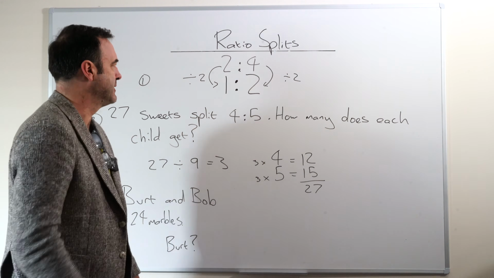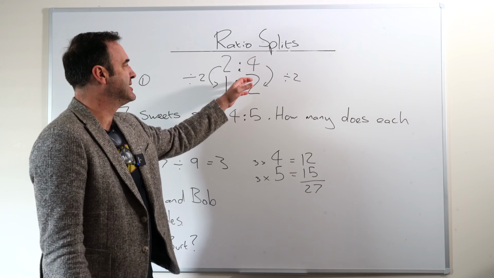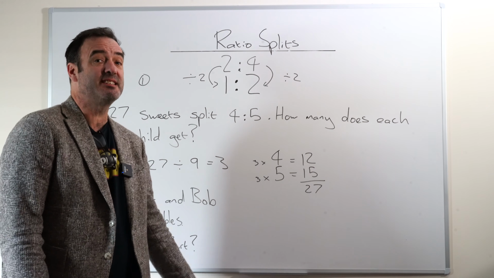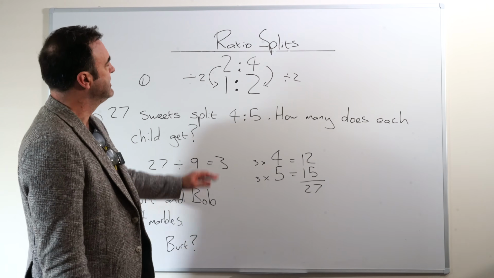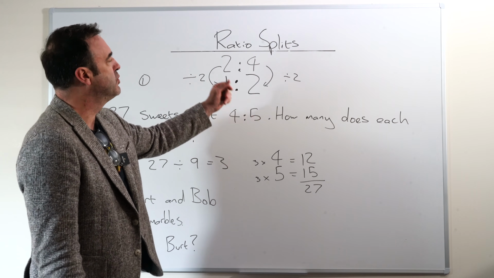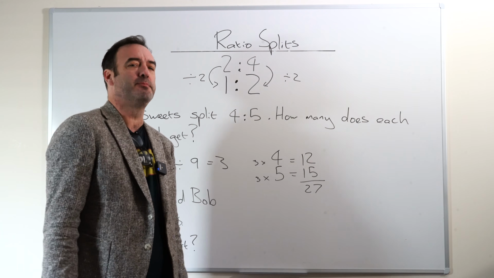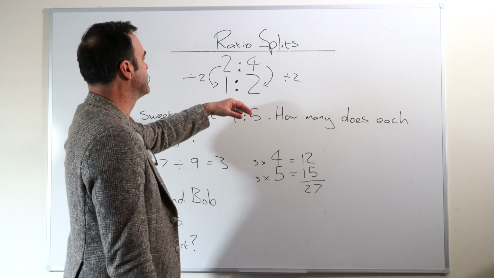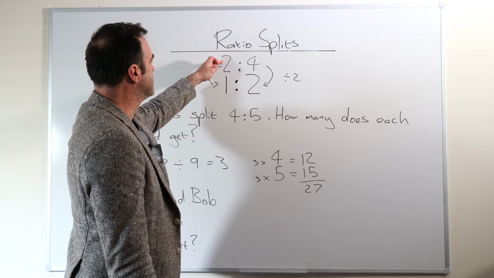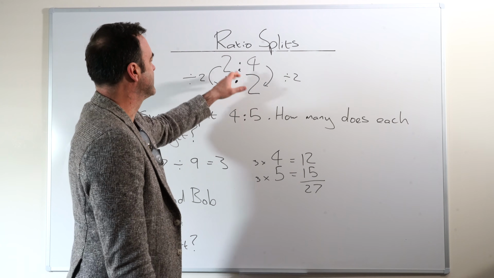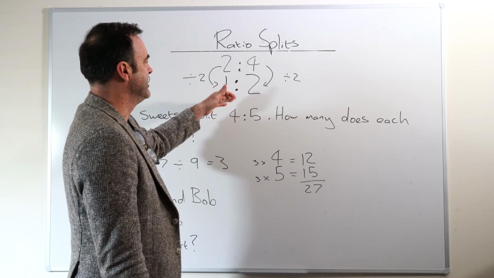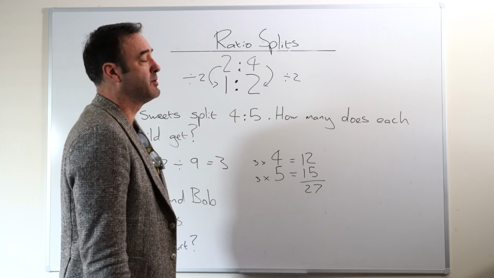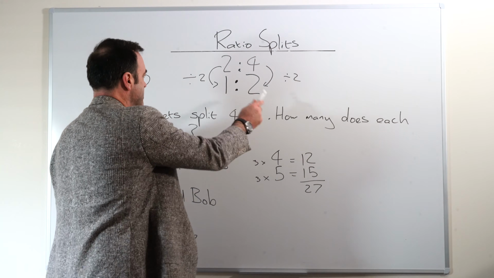Someone may have said, oh, for every 2 sweets that Anne gets, Harry gets 4. But the more sensible way of saying that is 1:2. We would simplify it. In the same way we'd simplify a fraction, we'd find the biggest number that goes into both. In this case, it's 2. 2 goes into 2 once, 2 goes into 4 twice. So it's a much more efficient, more sensible, more simplified way of saying it as 1:2.